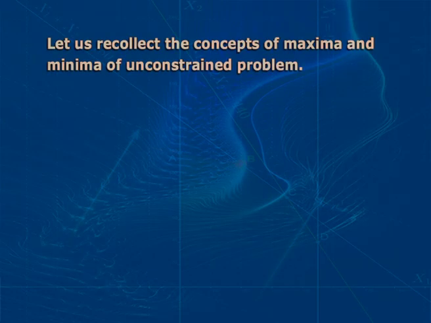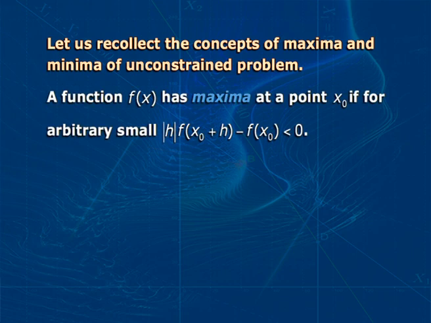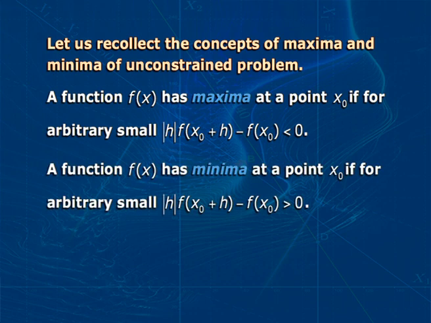Hello friends, in this session we will discuss constraint optimization, concepts of maxima and minima of unconstrained problem. A function f(x) has maxima at a point x0 if for |h| arbitrarily small, |f(x0 + h) - f(x0)| is less than 0.